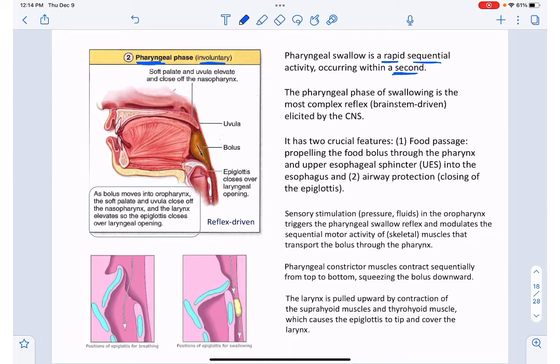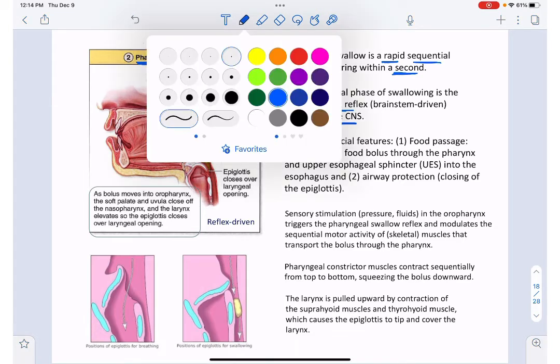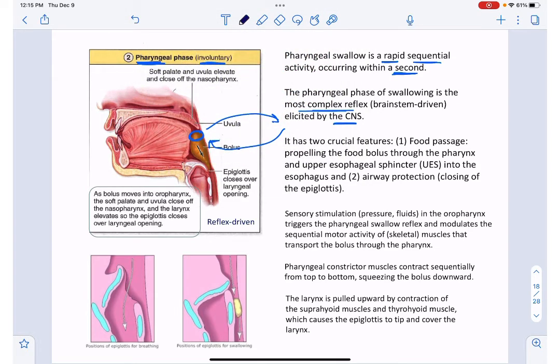It's a reflex between the pharynx and the brainstem. And they're still trying to figure out all the complexities of this reflex, but they think it may be the most complex reflex driven by the central nervous system, this pharyngeal phase of swallowing. But there's pretty much three crucial features of what's going on.